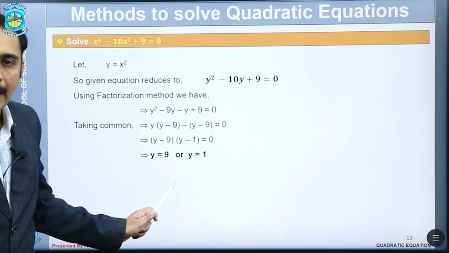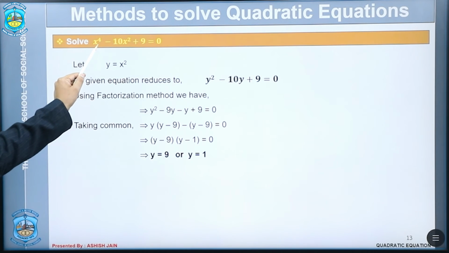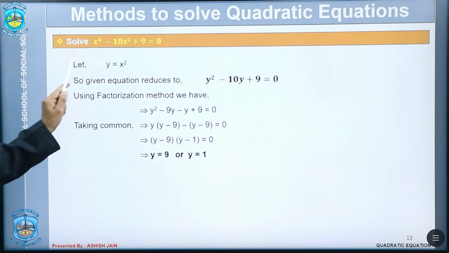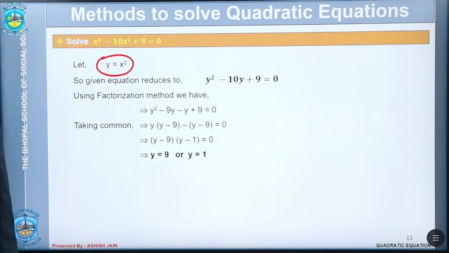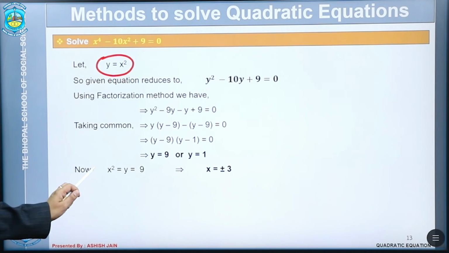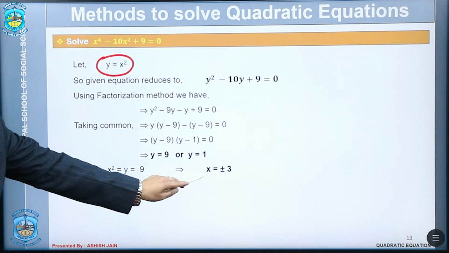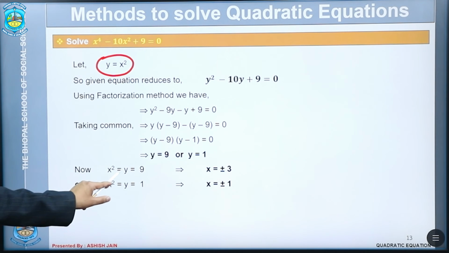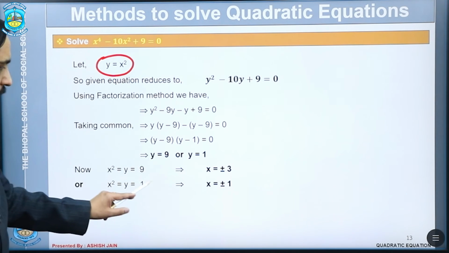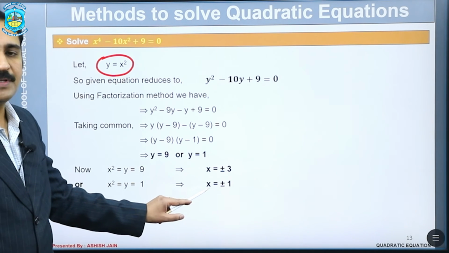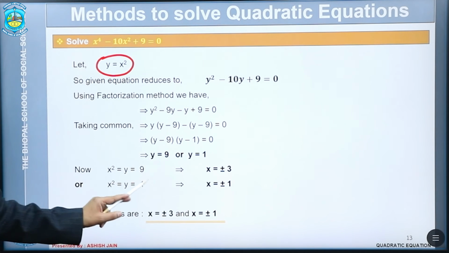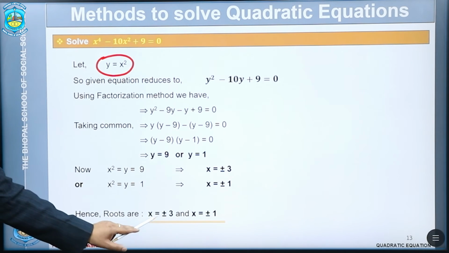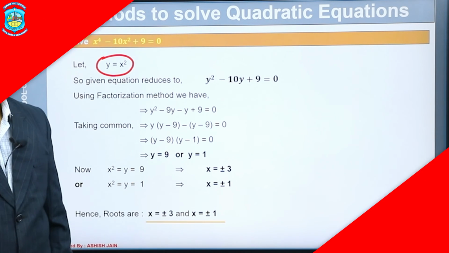But this is not our answer because the unknown quantity in the question is x. So we have to find the value of x. We have substituted initially that y is equal to x square. That means the value of x would be the square root of y. So for y equal to 9, we have two values, x is equal to plus minus 3. In the same manner, x square is equal to y is equal to 1. That means the value of x is the square root of 1, which is plus minus 1. So we have two sets of roots. First is x equal to plus minus 3. Second, x equal to plus minus 1.